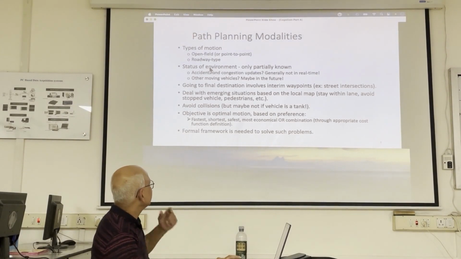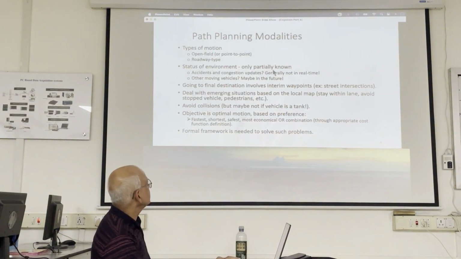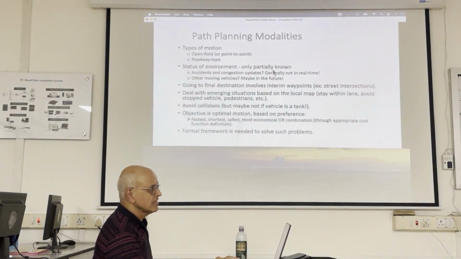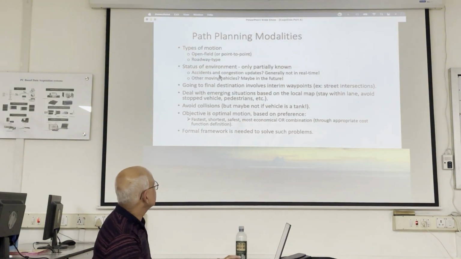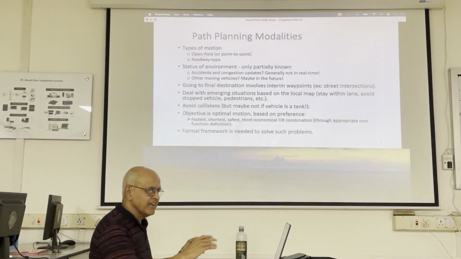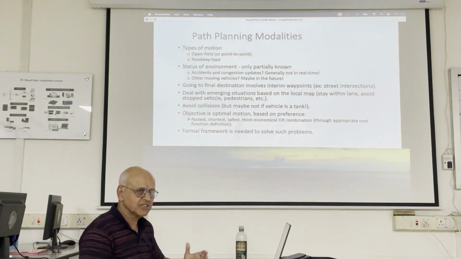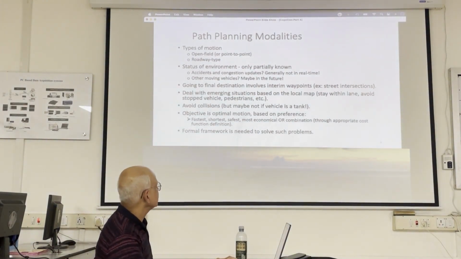Now this is something I'm repeating. The environmental status is never fully known. It's only partially known because you could have mistakes in the map given to you. So it's partially known. That's the best assumption. So accidents and congestion updates, well, congestion may be close to real time, but accidents, sometimes, both of them may be in real time, but typically it takes a few minutes to gather that information and then for Google to refresh their driving directions.